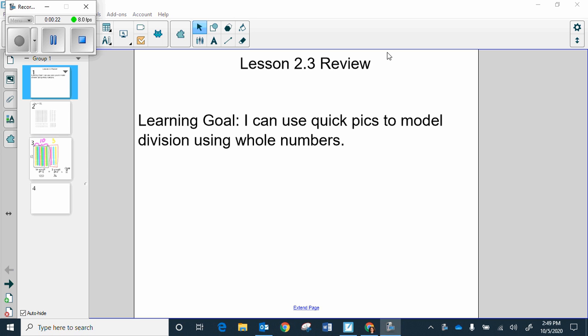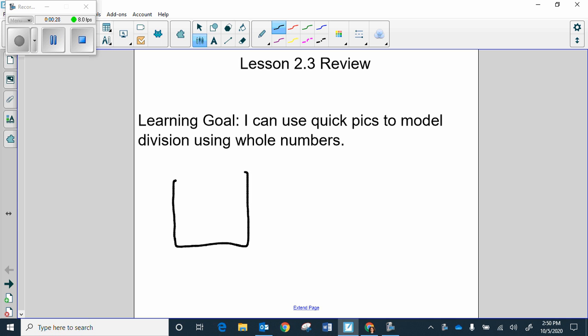And remember, when we use a quick pick, we can draw a large square like this to represent 100, or 10 groups of 10. A line like this represents one long, or 10, and then either a dot or a little cube can represent 1. So let's take a look at some practice problems.